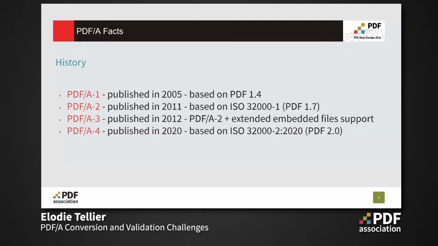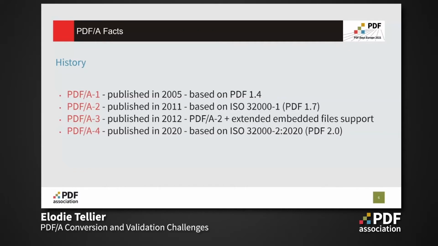PDFA 3 is published in 2012 and has the same 3 conformance levels as PDFA 2, so A, B, and U. The main difference is that PDFA 3 allows embedding arbitrary file formats, such as XML, CSV, CAD, word processing documents, spreadsheets, and others, into PDFA documents.